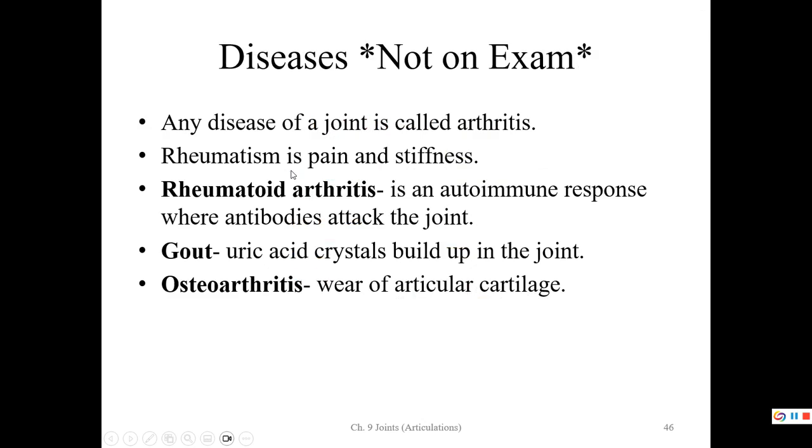Okay. All right. Now, diseases that won't be on the test, but I'm going to talk about them. Any disease of a joint, we call it arthritis. Rheumatism is a pain or stiffness of a joint. Rheumatoid arthritis is an autoimmune disease that attacks the joints. Gout is when uric acid crystals build up in the joint. Osteoarthritis is wear and tear of your articular cartilage.